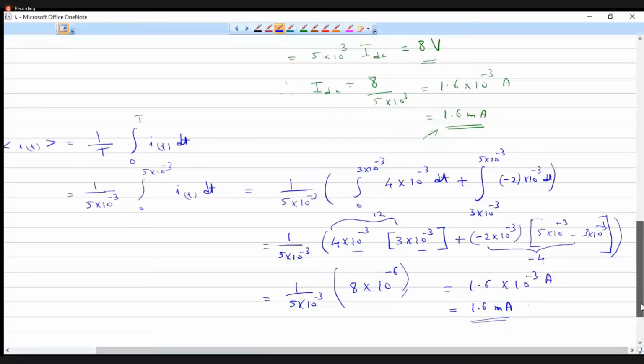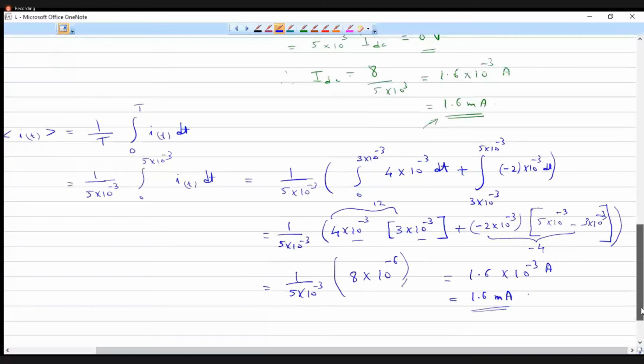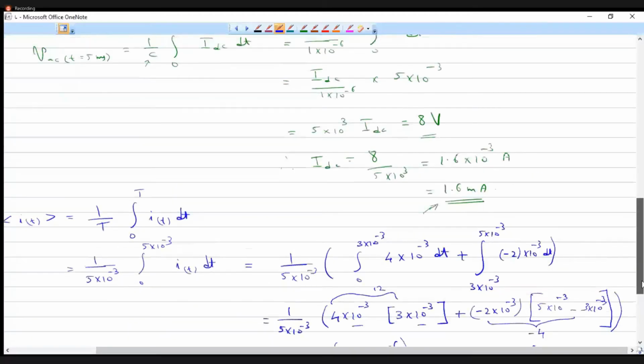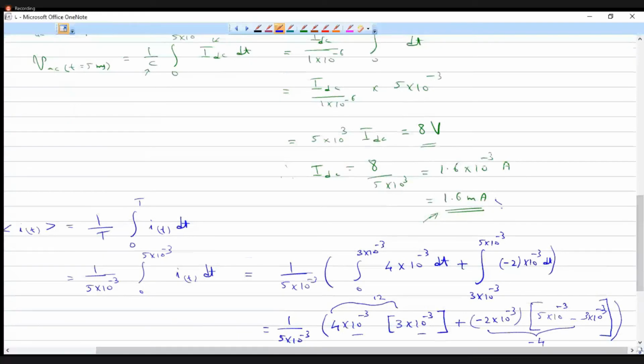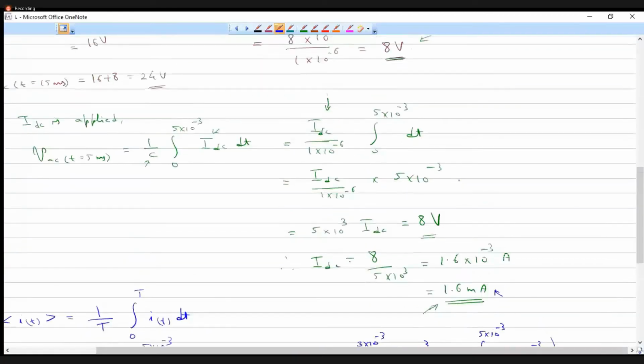So what is your conclusion? The average value of the current for that period is equal to the DC current that we have obtained. This is equal to 1.6 milliampere, provided the voltage across the capacitor is equal to 8 volt at the end of 5 millisecond. So this DC current of 1.6 milliampere we have found out for this particular case. If you are applying this DC current, the voltage across the capacitor becomes 8 volt. So what should be the current? That is 1.6 milliampere.